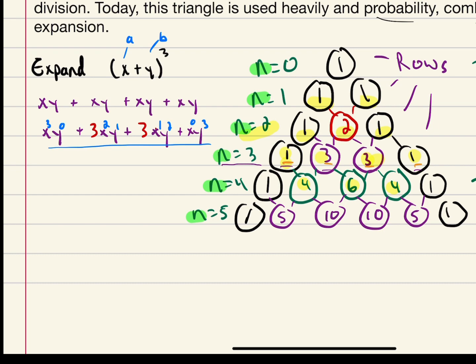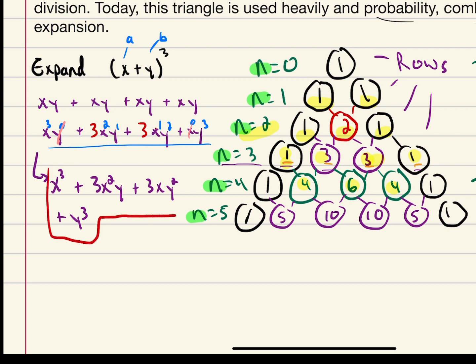We know that anything to the 0 is going to just become a 1. And so when I cross out those, my final expression is x to the 3 plus 3x to the 2 y plus 3xy to the 2 and then plus y to the 3. And I was able to do this without any calculators, without any foiling or expansion, and this was all based on the triangle. So it really helps speed up the process of expanding this binomial.